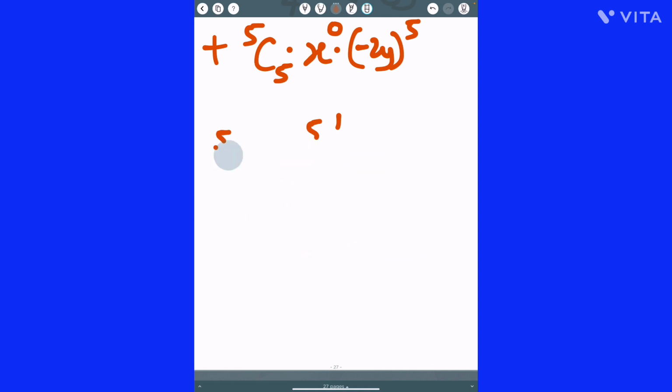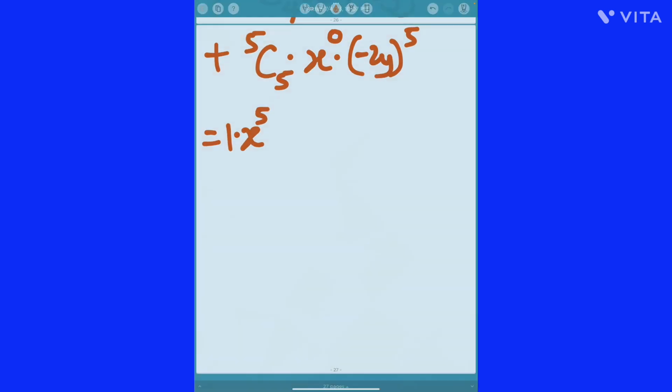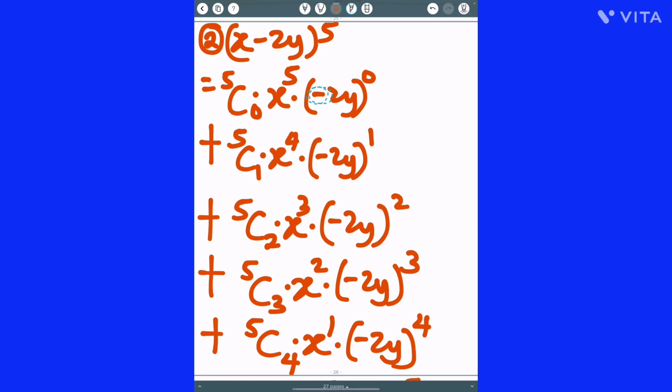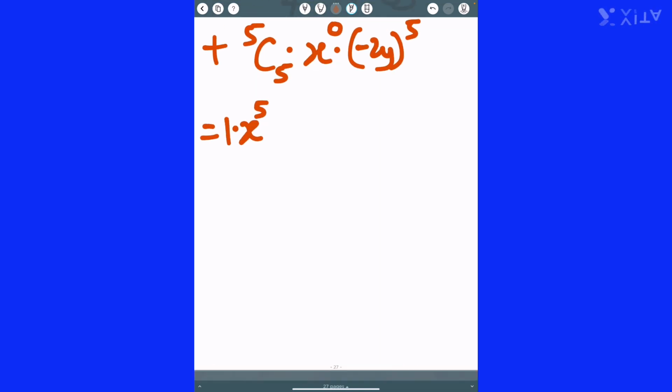So the coefficient of my first term is 1 times x raised to power 5. (−2y) raised to power 0 will disappear. Minus raised to power 0, you understand? 2 raised to power 0 is 1. y raised to power 0 is 1. So that will be times 1. It will disappear. Go to my second term.